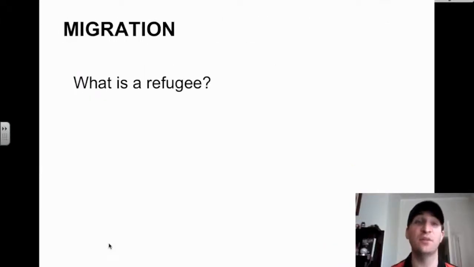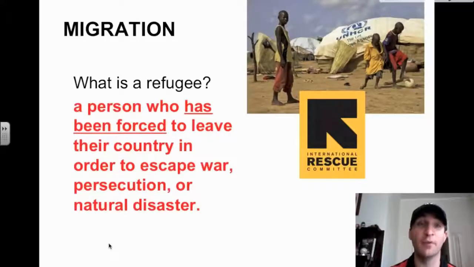And some of these people move out of a place by force, and that's called a refugee. So what is a refugee? A person who has been forced to leave their country in order to escape war, persecution, or natural disaster. So an environmental challenge, like a famine, would be a natural disaster. But refugees are also forced to flee because of instability in their country. And you see this refugee camp in Africa that's been organized by the UN, the United Nations.